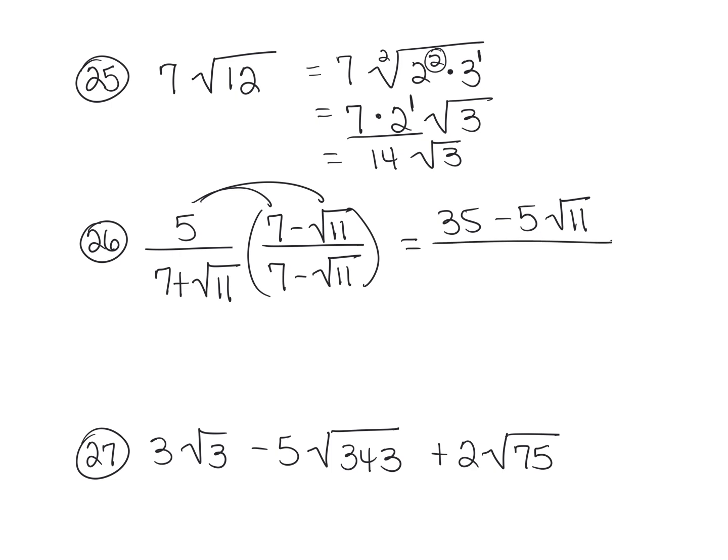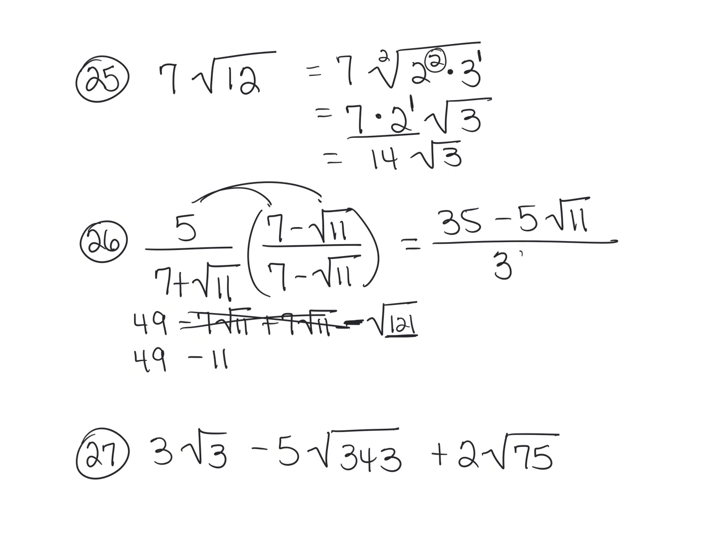And in the bottom, I have to multiply. So I have 7 times 7 is 49. Then I have 7 times negative square root of 11. Then I have 7 times positive square root of 11. And then I have a positive times a negative is a negative. And this is the square root of 121. So I have 49. These cancel. And then this has a 11 squared, obviously. So this is going to be 49 minus 11. So this is going to be a 38 down here. If you can reduce it, you should. This one will not reduce, so that would be your final answer.